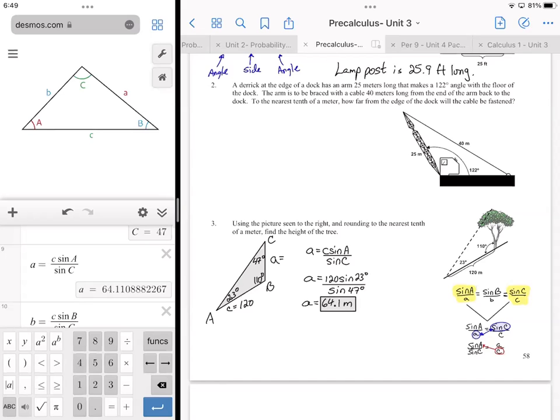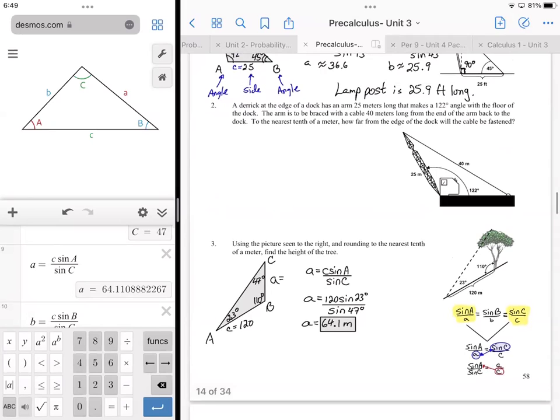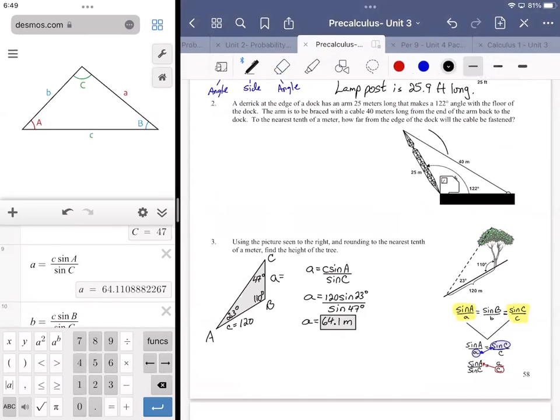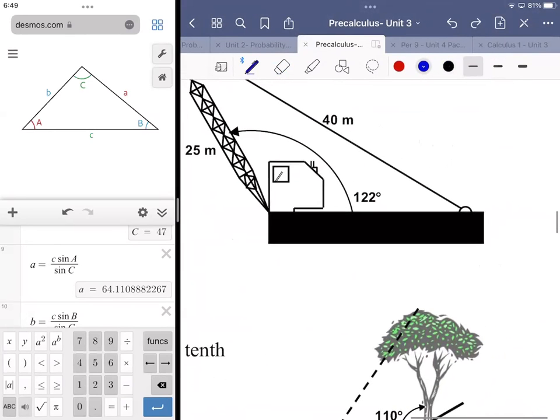I'm assuming it's like this boom thing, but I've never been 100% sure. I've been using this same worksheet for like 20 years too. But the part where it says how far from the edge of the dock will the cable be fastened? All right, well, that part's easy enough. It seems to be the case that they're asking for this length. So this is some unknown length that we have to figure out.